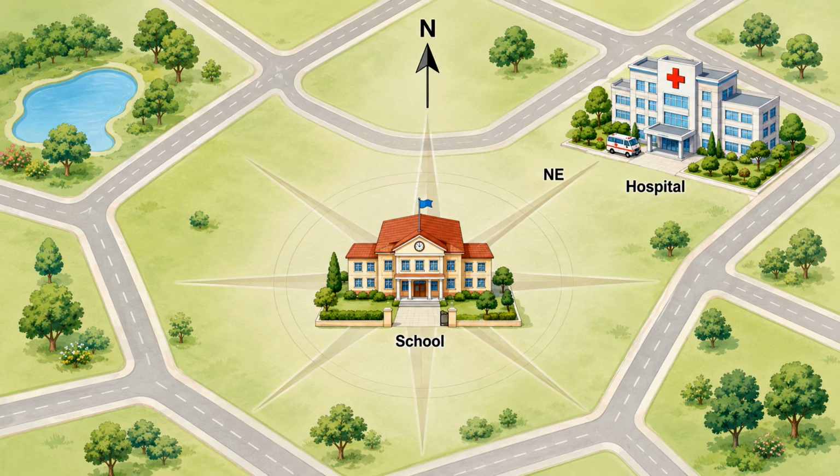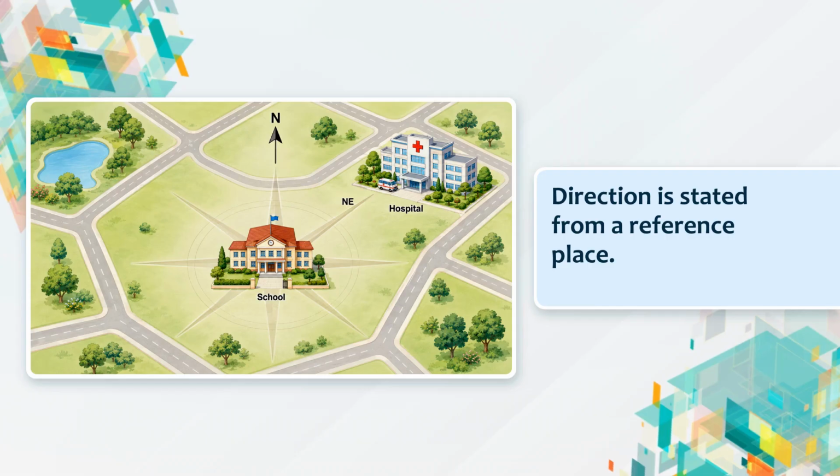With north at the top, place the direction guide on the school because it is the reference point. The hospital lies between north and east, so it is northeast of the school. The starting place decides where the direction guide belongs. Direction is stated from a reference place. Here, the school is the reference place.